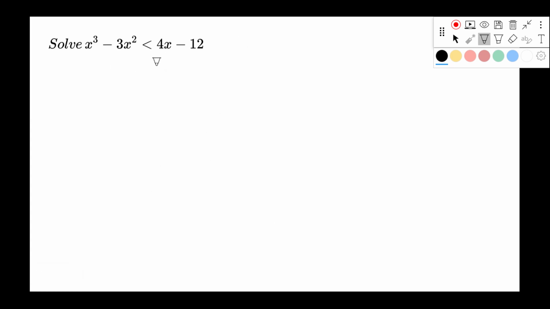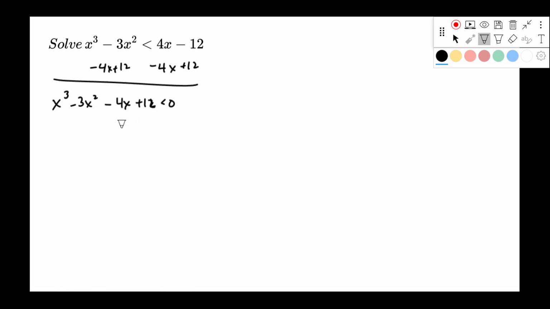All right, we got one more. We're going to put this in standard form first. We're going to move the 4x over, add the 12. We'll do them both at the same time. Write them in order. We have x cubed minus 3x squared minus 4x plus 12 is less than 0.